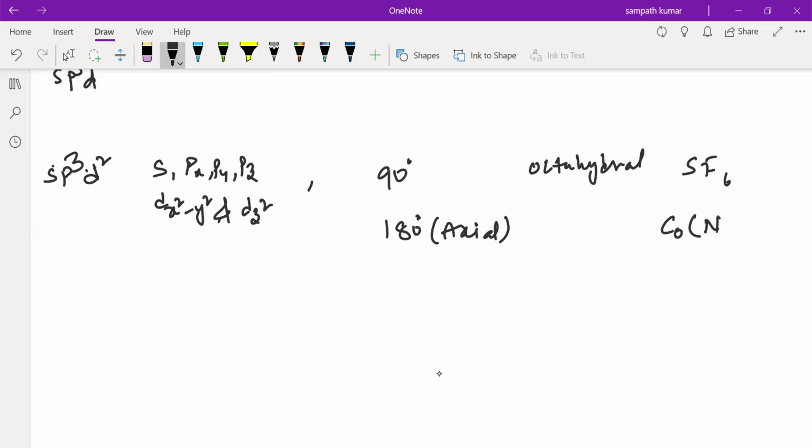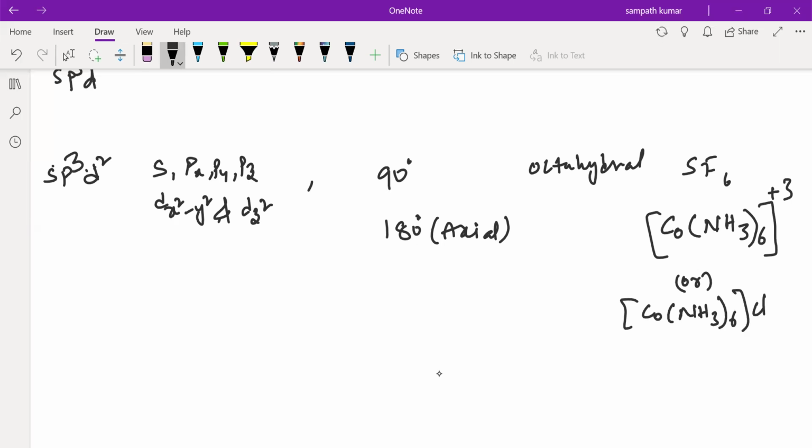Cobalt hexamine +3 complex. Cobalt hexamine +3 complex, or otherwise we are also calling it, this example is Co(NH3)6Cl3.